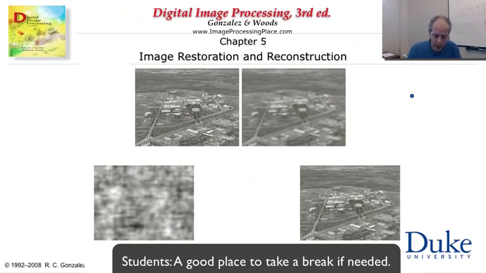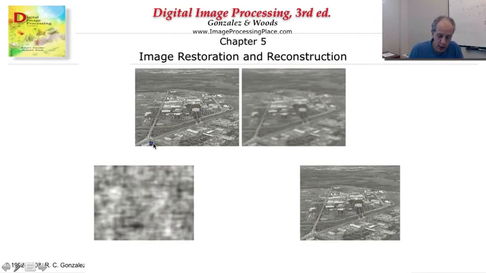So let's just look at these images. We have seen this image before. This is the original image, and this is the result of turbulence on that image, which, as we discussed before, is modeled with a Gaussian filter. This is the result of inverse filtering.